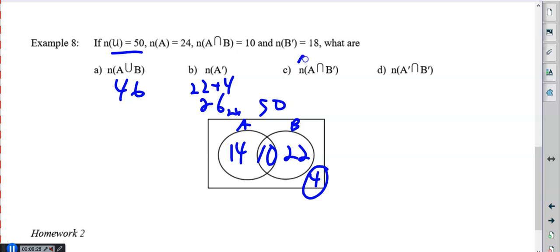Remember, this means A but not B. So that's just the 14. Not including the 10 because the 10 is in B. And this is neither. And that's 4. That's outside either circle. And that is it.